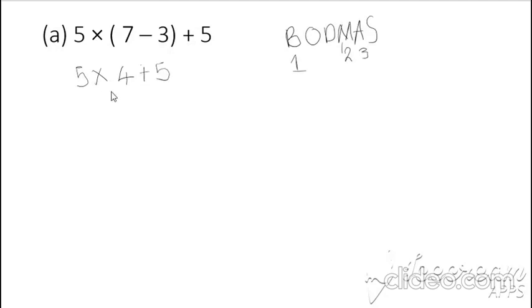Now here you have this times this, a multiplication sign and addition. Which one should you start with first? What will determine that is BODMAS. Which one is coming first between multiplication and addition? You know that it's multiplication. So we're going to multiply 5 times 4 before we can add. 5 times 4, that is 20. Then plus 5. So what is 20 plus 5? That is 25. So that's the final answer.